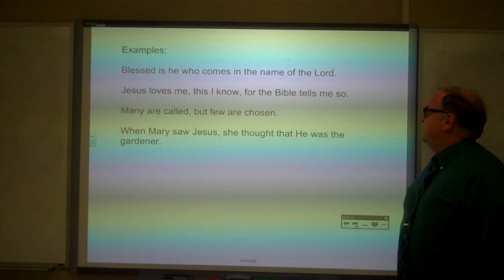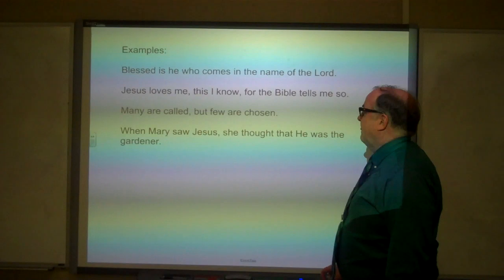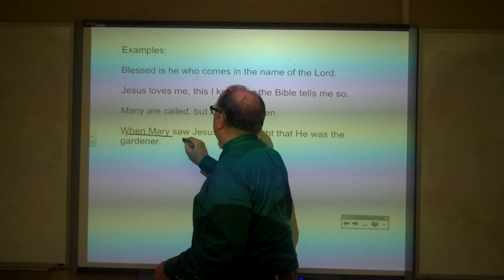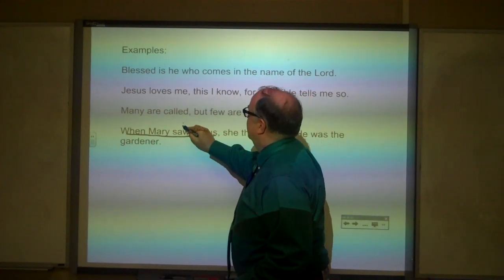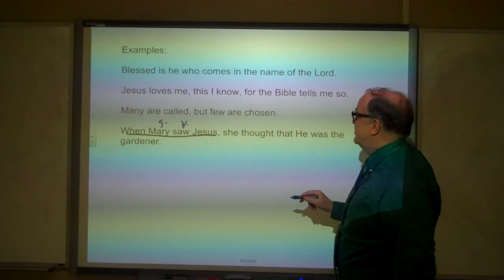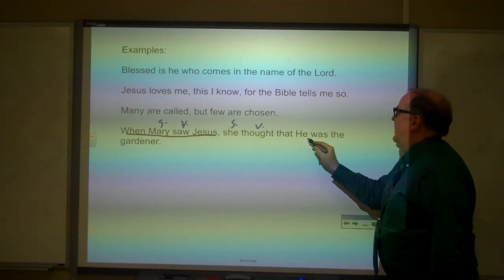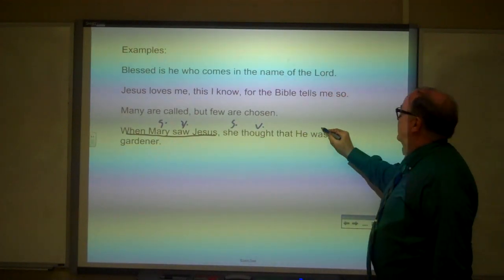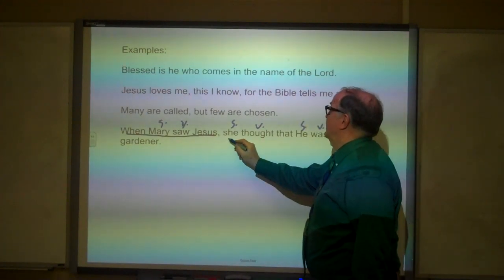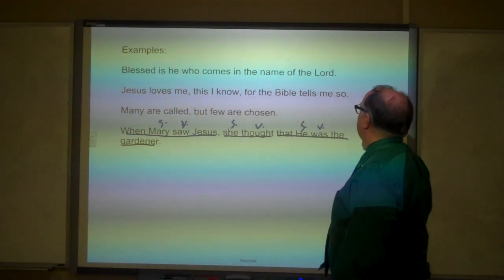When Mary saw Jesus, she thought that he was the gardener. Notice this one. This actually has three clauses if you think about it. When Mary saw Jesus, saw is the verb, Mary is the subject. She thought, thought is the verb, she is the subject. That he was the gardener, was is the verb, he is the subject. So we actually have three clauses here. When Mary saw Jesus is one, she thought is another, and then that he was the gardener is the third clause.